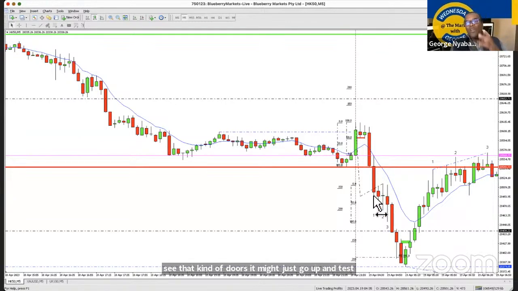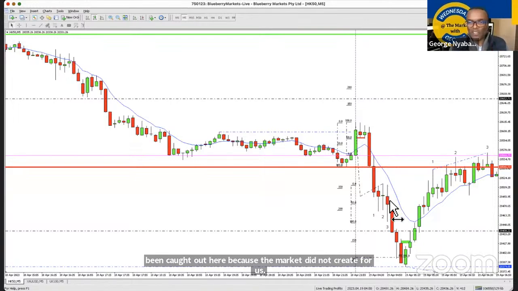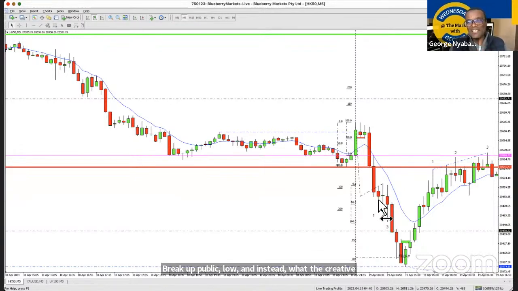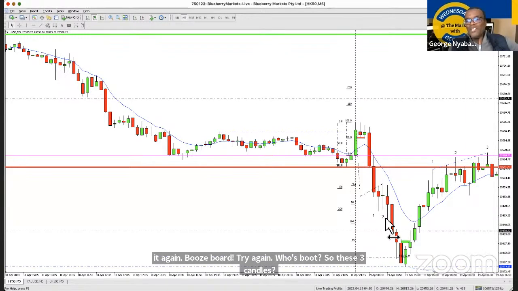If you're not scalping and you're waiting for a breakout pullback low one, which is one of the structures we look at, you would have been caught out here, because the market did not create for us a breakout pullback low one. Instead, what it created for us is an interesting structure. Before we got this, it created a micro wedge bottom. Market went down once, bulls bought. Tried again, bulls bought. Tried again, bulls bought. So these three candles, 1, 2, 3, that is a micro wedge bottom.